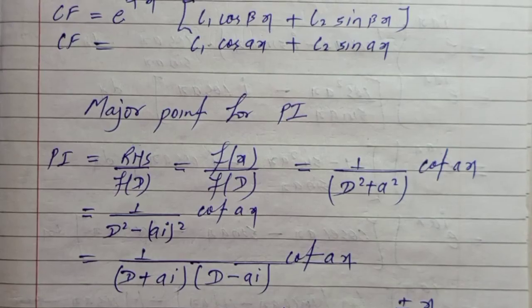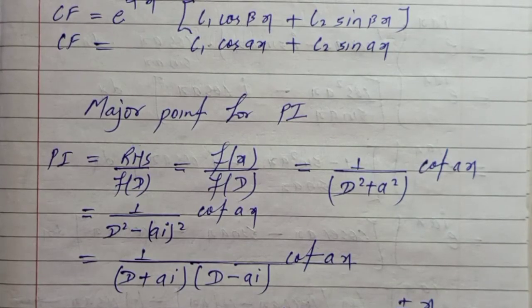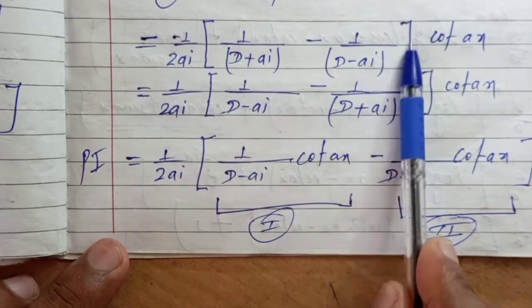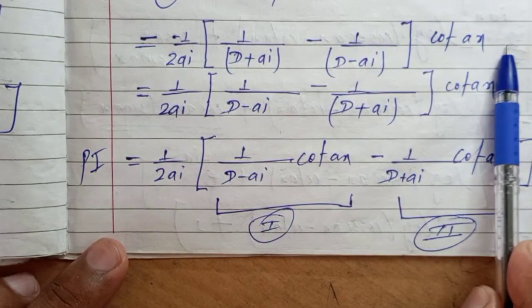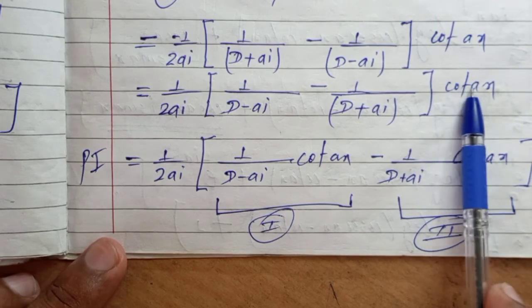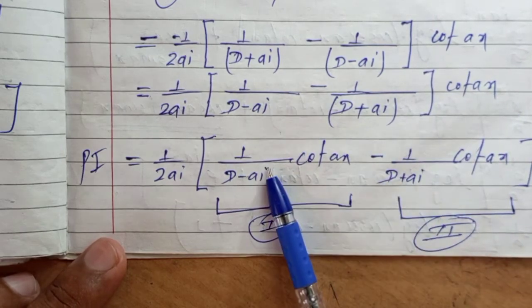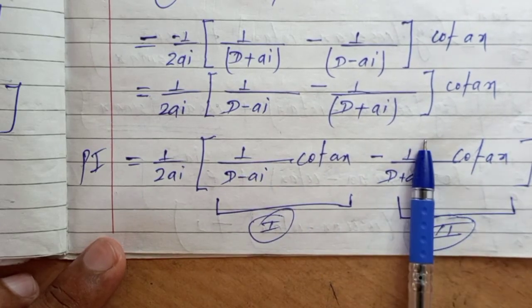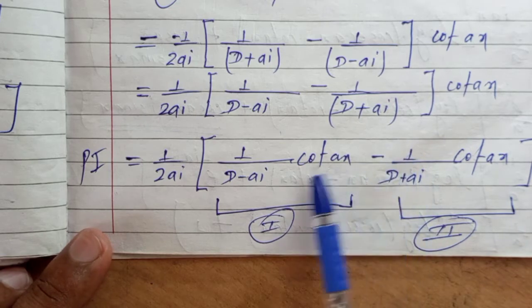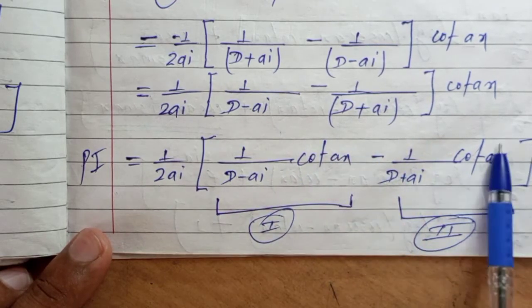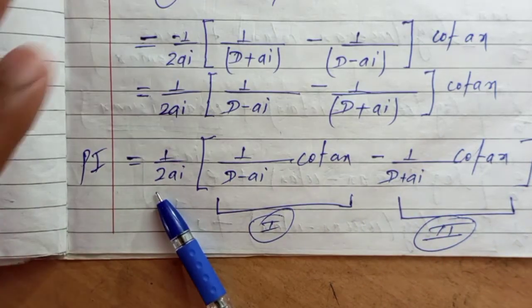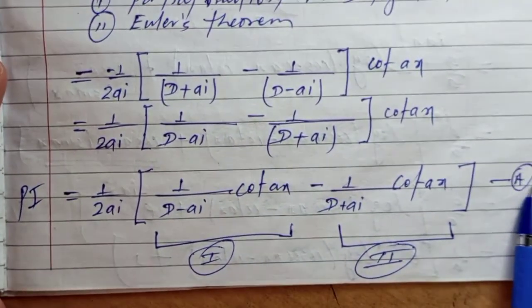Then after we will apply the partial fraction concept. Then after we solve the integration with the help of Euler theorem. From the partial fraction concept, we got this much value into function of ax, where we'll send cot ax to both of the terms, so this is going to be one term and this is going to be another term. Here the same process: first we have to get the value of this, then this, then we will substitute that value in PI, that is equation A.